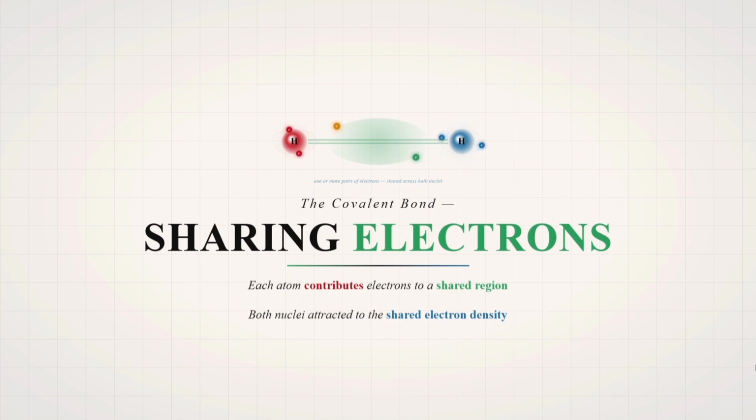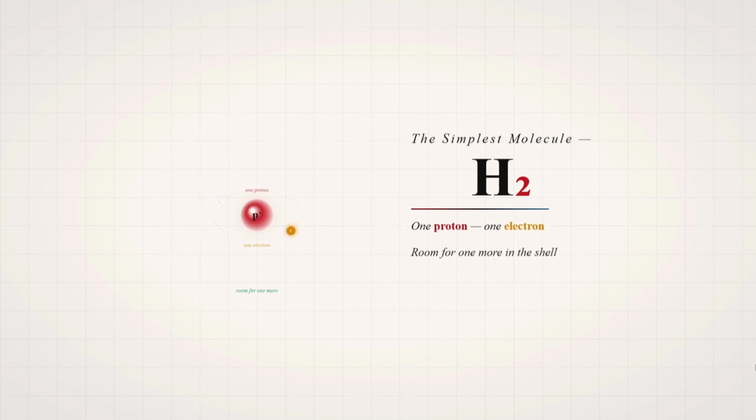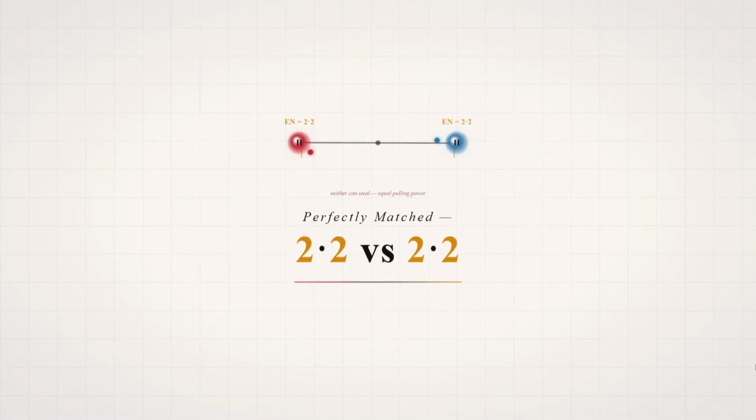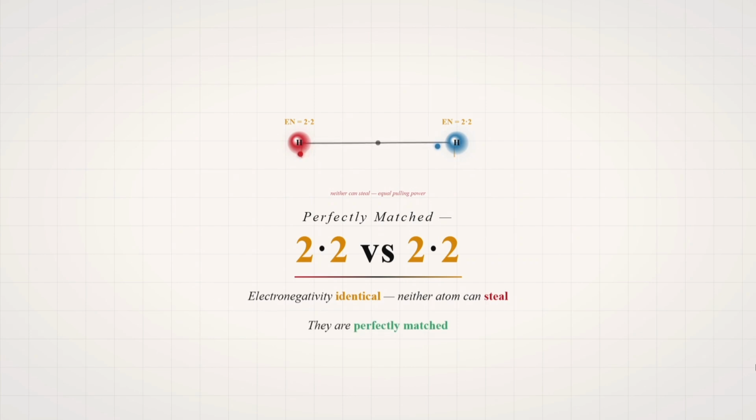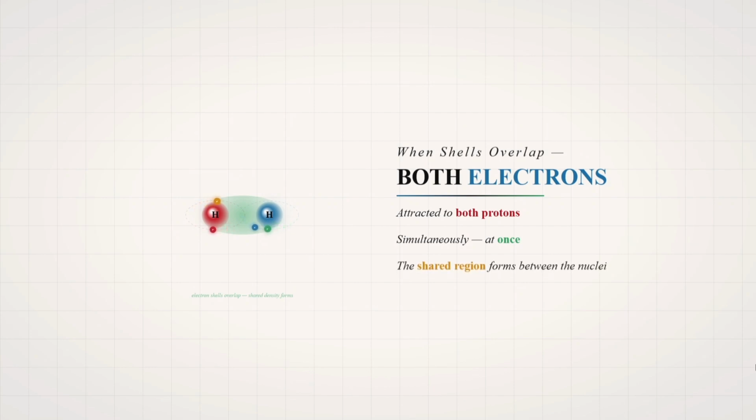Let's start with the simplest molecule in the universe, hydrogen gas, H2. Each hydrogen atom has one proton and one electron. It has room for one more electron in its shell. It needs two to be stable. Now here's the thing. Hydrogen's electronegativity is 2.2, identical to its partner. Neither atom can steal. They're perfectly matched. When they get close enough, their electron shells overlap, and suddenly, both electrons are attracted to both protons simultaneously. Both atoms are now experiencing the electron count of a full shell.